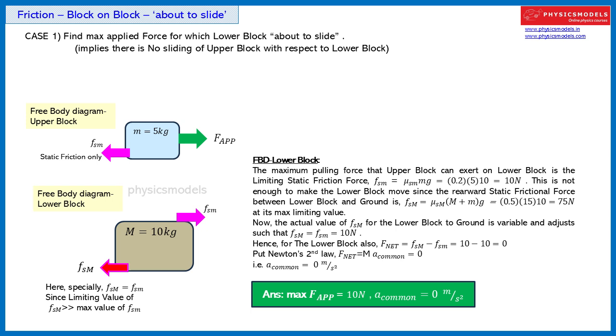Here, the applied force on the lower block is Fs small m, which is 10 newtons. So the rearward resisting force of static friction also increases from 0 to 10 newtons and stops there. Therefore, the net force on the lower block is equal to 0. So its acceleration is also 0. Hence, the acceleration of the upper and lower blocks both are 0. Therefore, we can say that the common acceleration is equal to 0, and the maximum applied force for the lower block about to slide is 10 newtons.